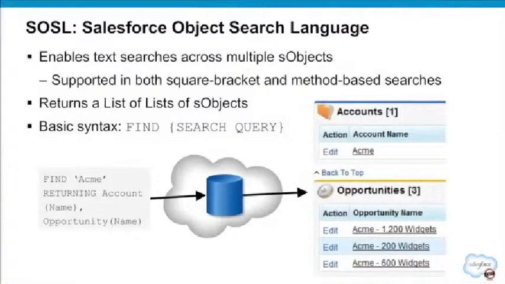Because we're searching across multiple sObjects when we're doing a SOSL search, the return type is a list of lists of sObjects. Our outer list is going to contain these lists of sObjects. And then here, if we happen to find accounts and opportunities, we can now iterate over each of those types. Okay.